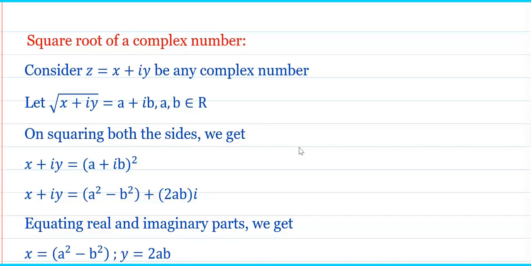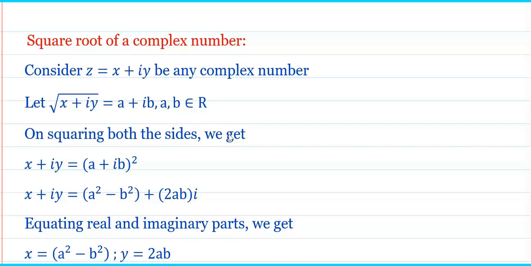Consider z equals x plus iy be any complex number. Let the root of x plus iy equal a plus ib, where a, b belong to the set of real numbers. This is the square root of the given complex number. On squaring both sides, the root sign will get cancelled, and then you will get x plus iy equals (a plus ib) whole square.